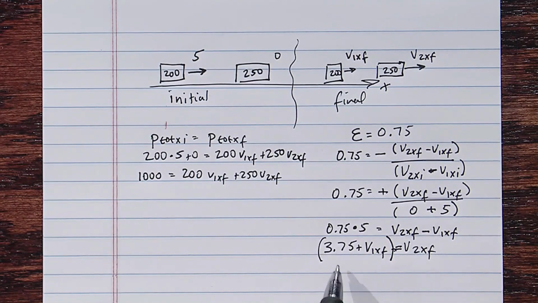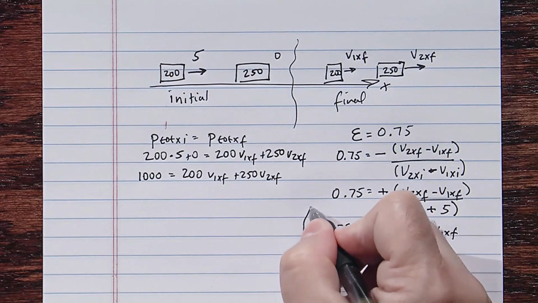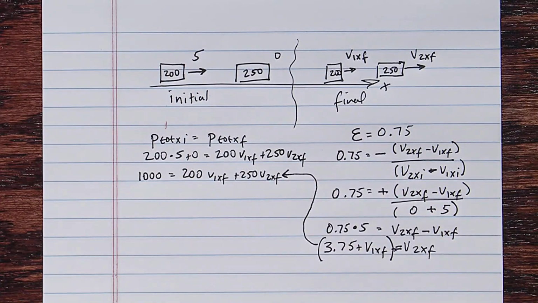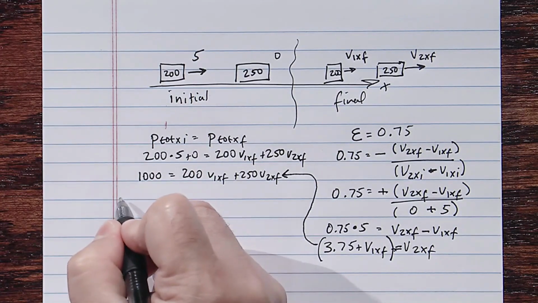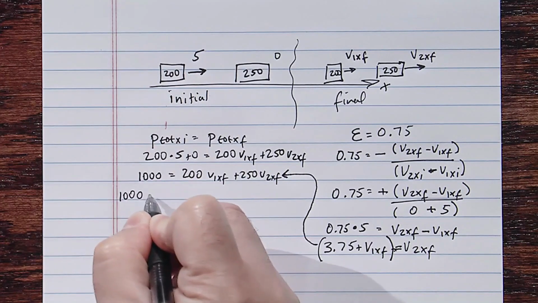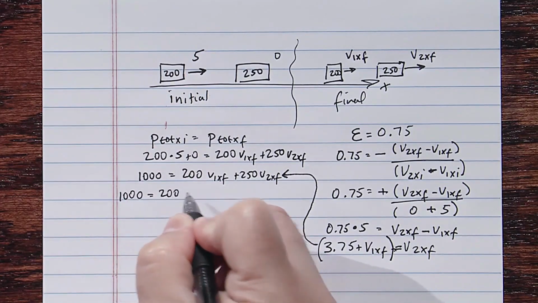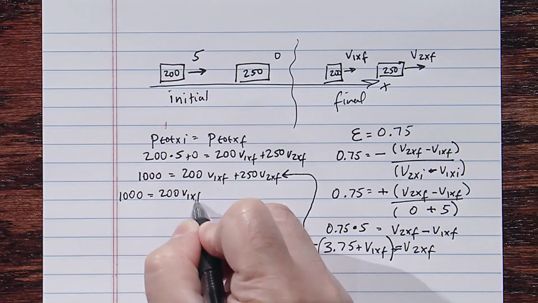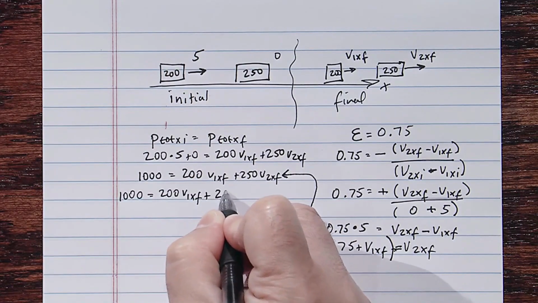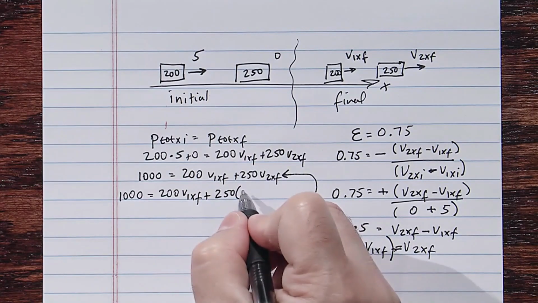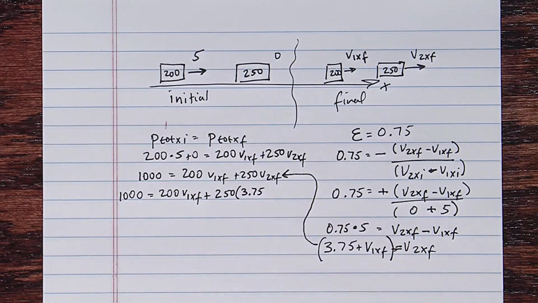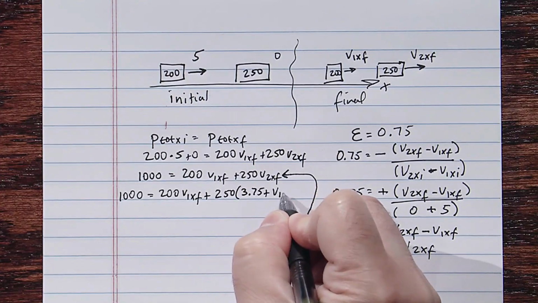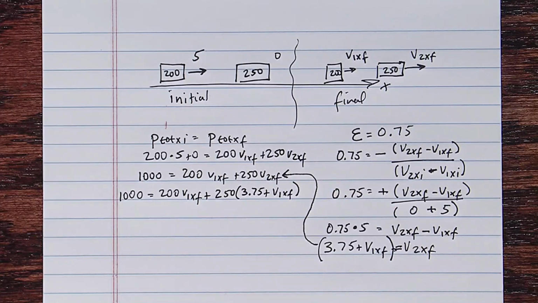And once again, all of this right here is equal to V2x final. So what I will do is I will take this and substitute it in for V2x final. And what does that give us? That gives us 1,000 is equal to 200 V1x final plus 250 times 3.75 plus V1x final.